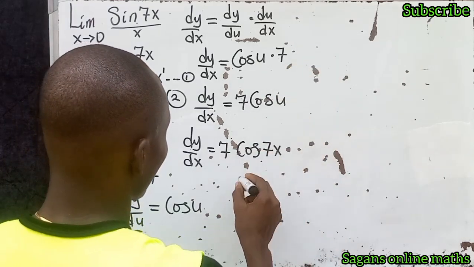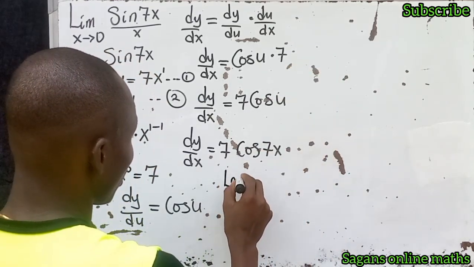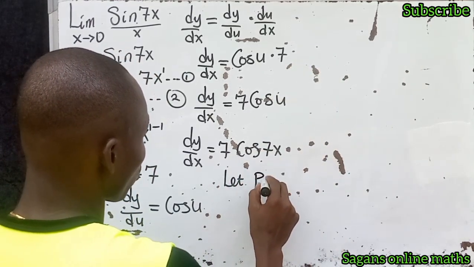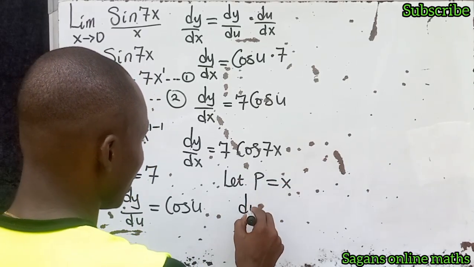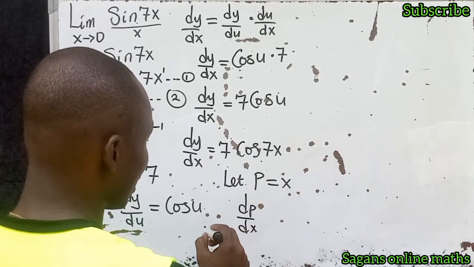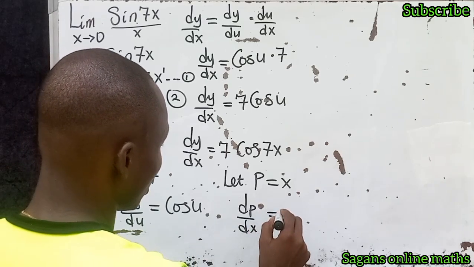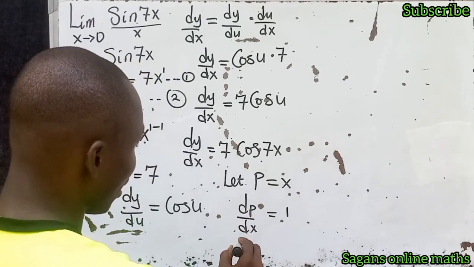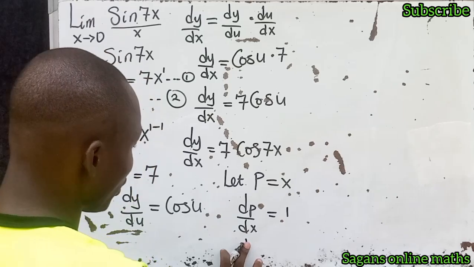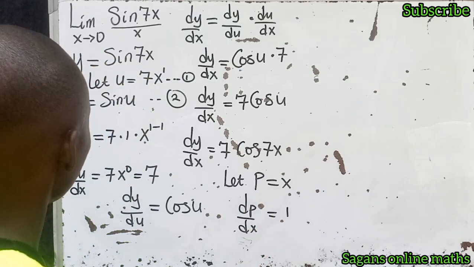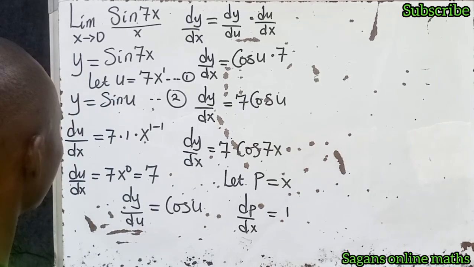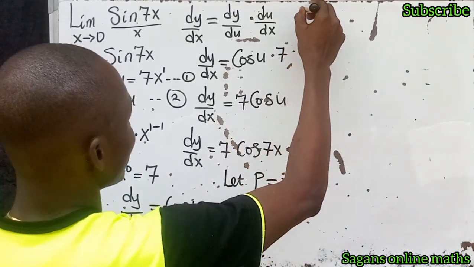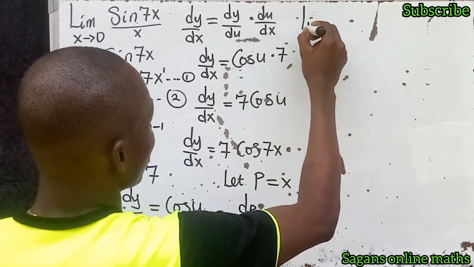Let p equal x. If p is equal to x, it means that p over x is equal to 1. That means the derivative of the denominator here is just 1. Wow, this is amazing.